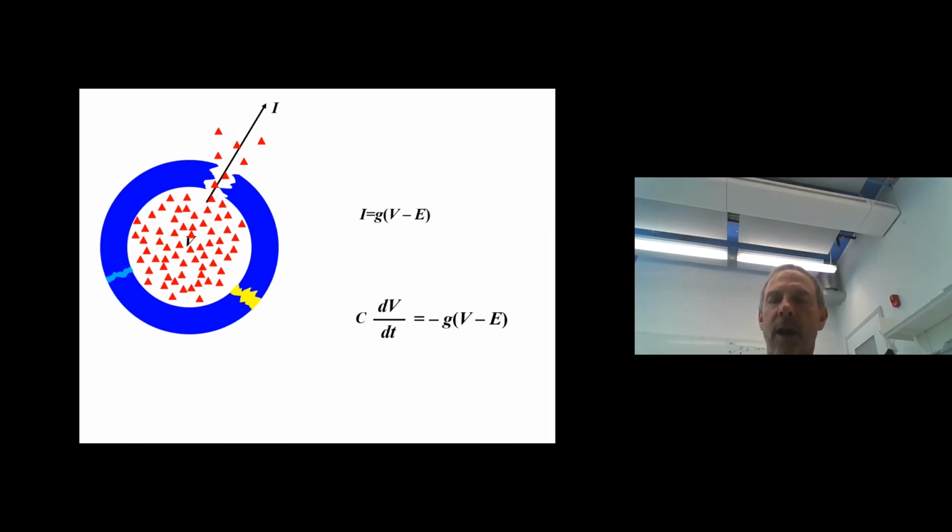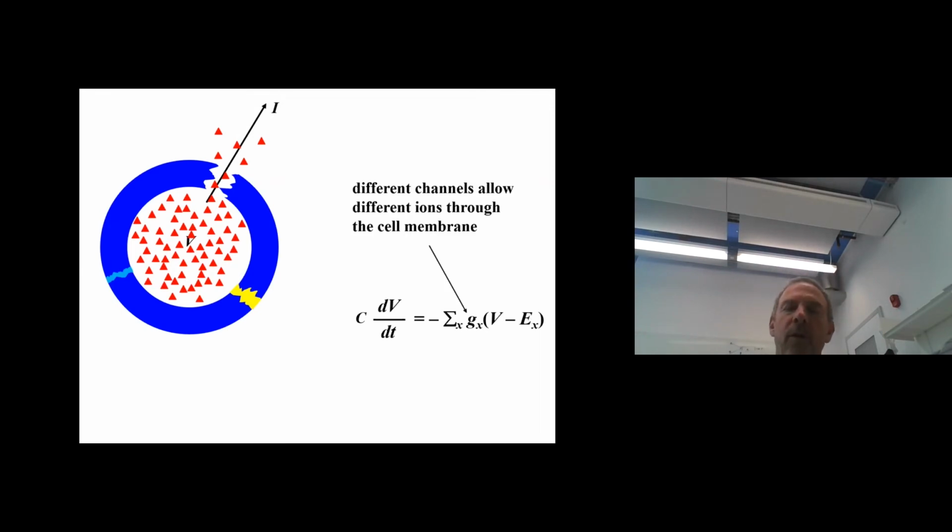But there are lots of different kinds of channels. So different kinds of channels allow different ions to flow. And think of this as resistors in parallel. So we have the sum of the conductances times voltage, and different ions may have different reversal potentials. So this is a super whirlwind tour. Different channels allow different ions through the cell membrane.